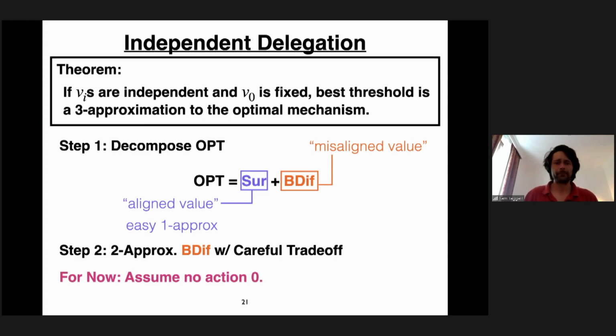Okay, so from now on, I'm going to assume that action 0 doesn't exist. The analysis isn't going to get much more interesting if we do introduce it. Remember, it has fixed value for this result.